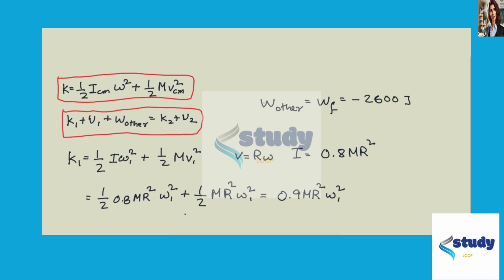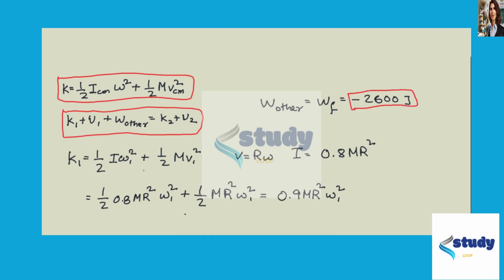Now, what we're given is the other form of energy, which is 2600 joules. We are taking a negative sign here because we know that work done due to friction is negative. So that's this other form.